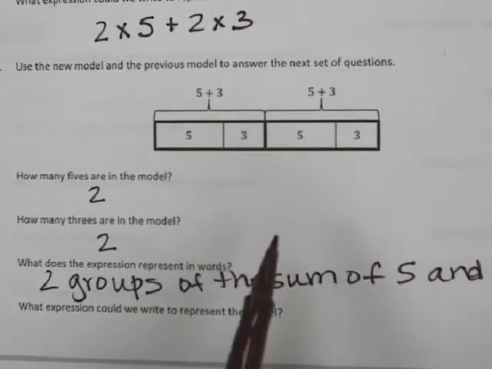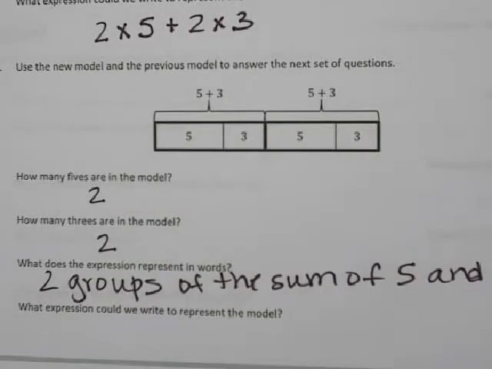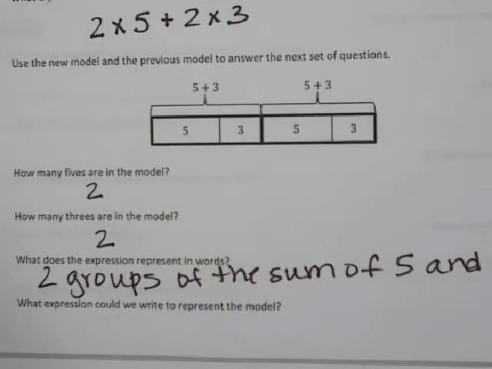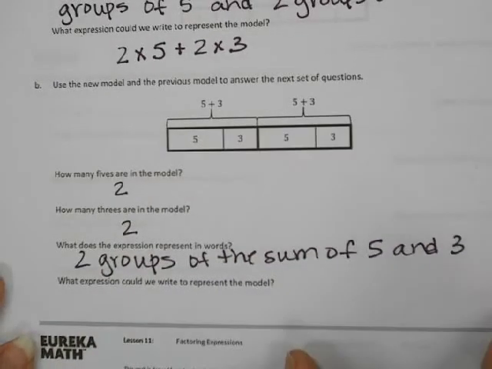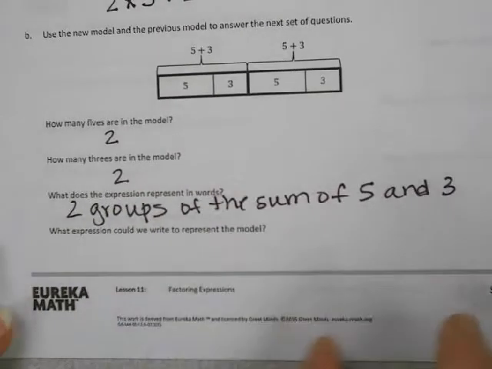We notice that we would still get the same answer. 5 plus 3 is 8. 5 plus 3 is 8. 8 plus 8 is 16. So we haven't changed the value of what we have. We've changed the way we've arranged it.